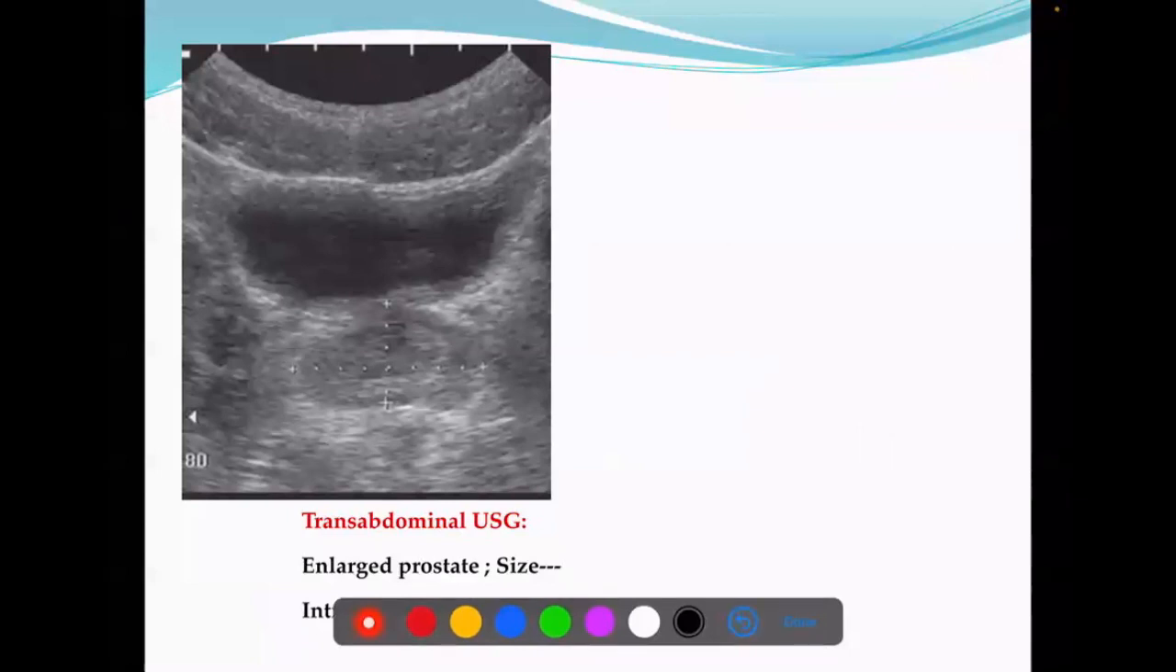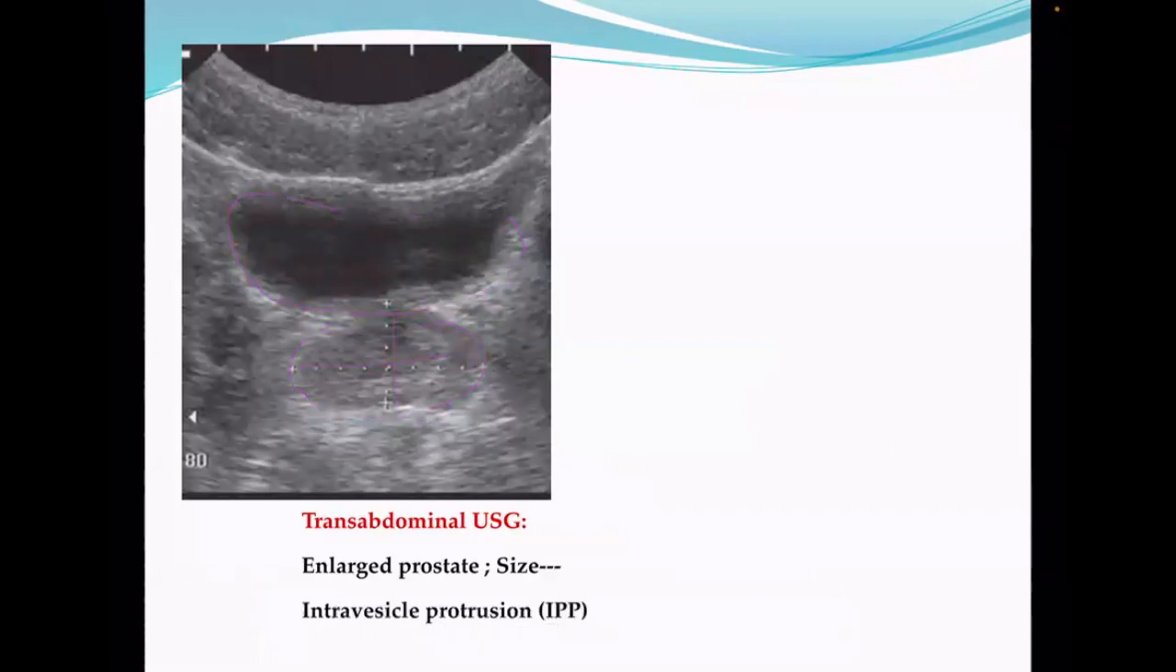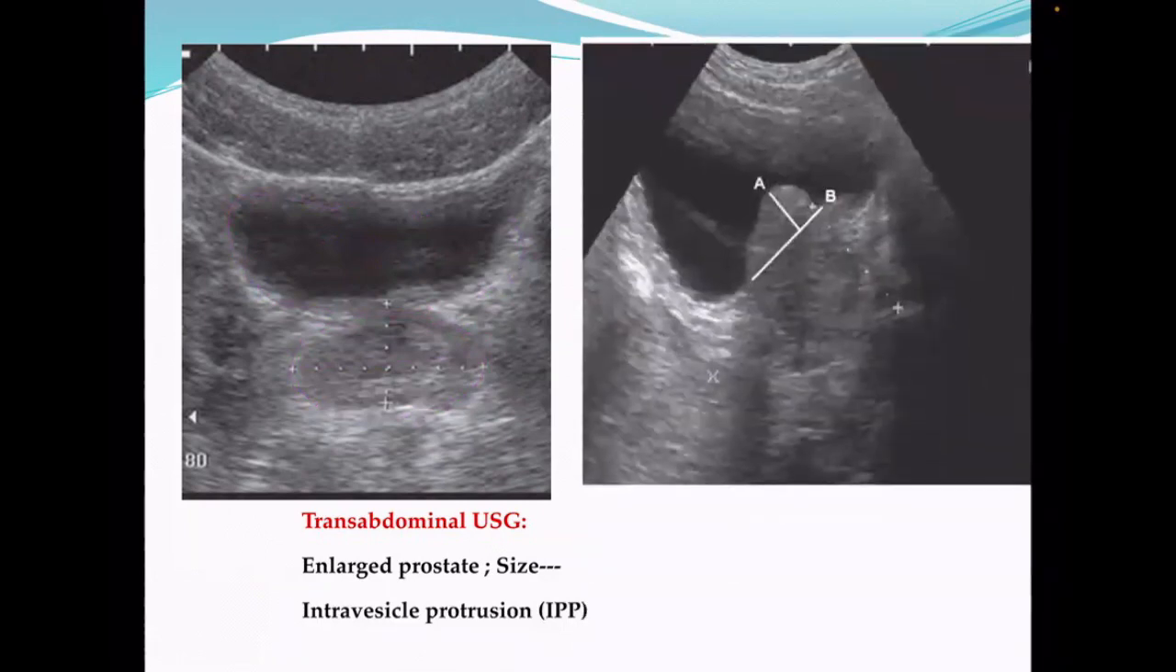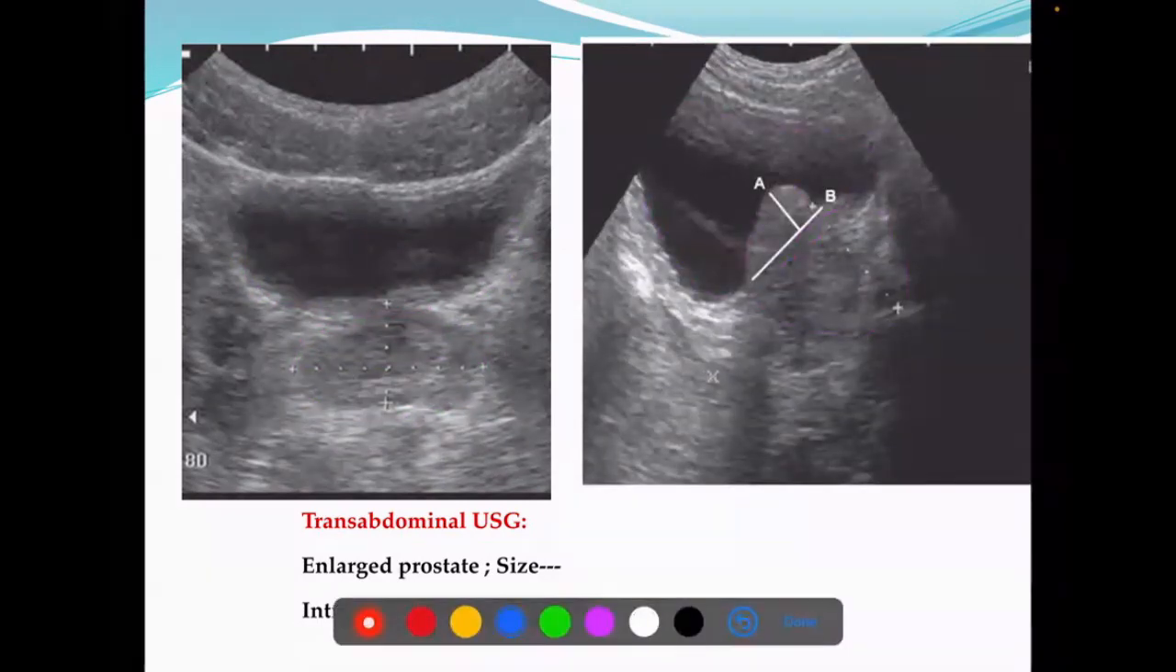This is the ultrasonogram of KUB and prostate. You can see over here bladder. This is urine inside the bladder. This is the prostate. We can measure the length, breadth, and height, and we can identify the weight or volume of prostate. This is a lateral view you can see here. So this is the part of prostate that is inside the bladder. This is known as intravesical protrusion of prostate. If it is more than 10 to 15 mm, then it is a grade 3.